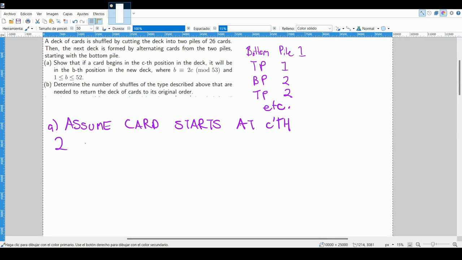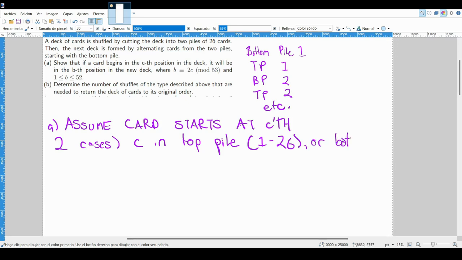We have two cases. The card C is in the top pile, which we will number as 1 to 26, so it's in one of these indexes, or in the bottom pile, which we will denote as 27 to 52. And depending on where C starts, it's going to be handled differently. So I will quickly number off the cases just to make it easier to follow. We have case 1 here and case 2 here.